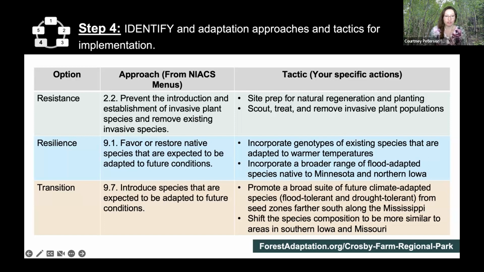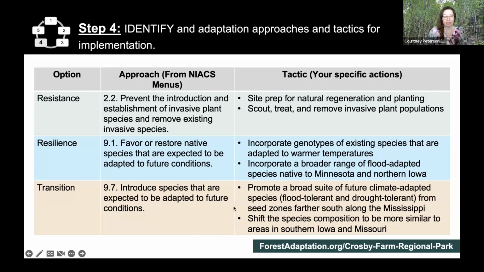So what we really want to do is go in and do a lot of site prep, make sure we're reducing that competition, getting rid of that bush honeysuckle, and making room for natural regeneration of those native species, and then going in and planting where needed to supplement that natural regeneration. We also wanted to scout, treat, and remove those invasive plant populations. So doing a little bit of herbicide on those invasive species to make sure we're preventing them from outcompeting that regeneration.